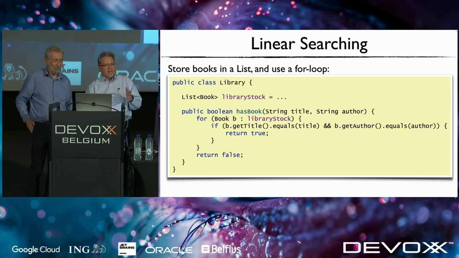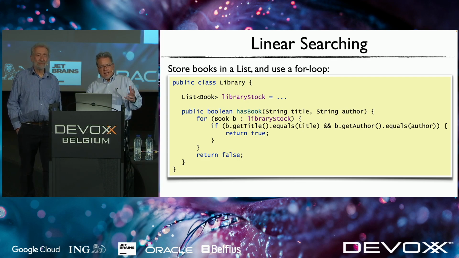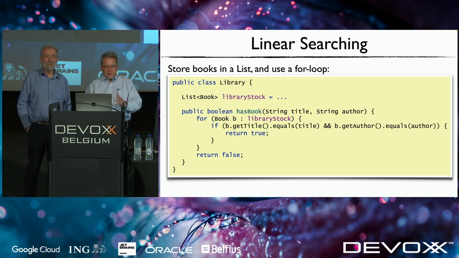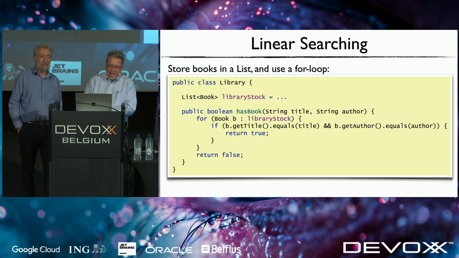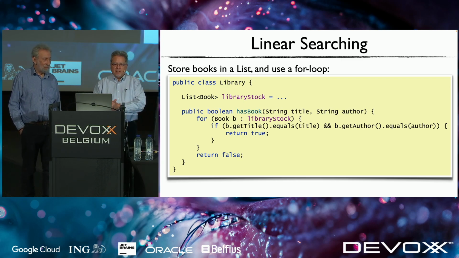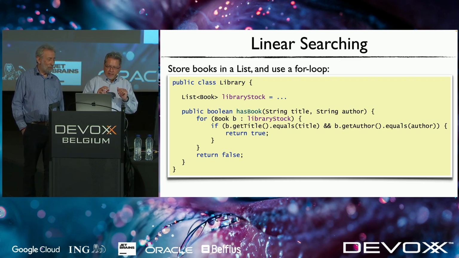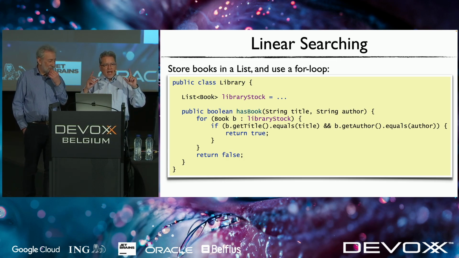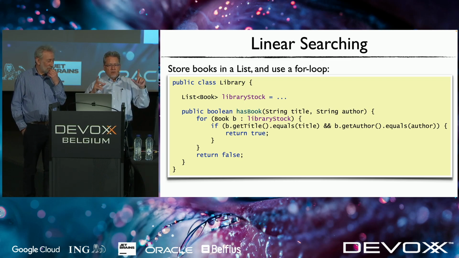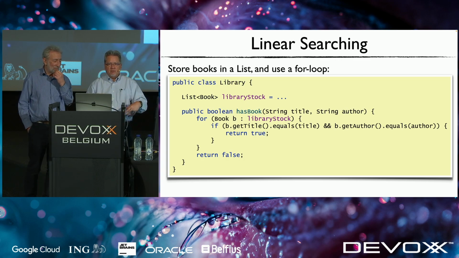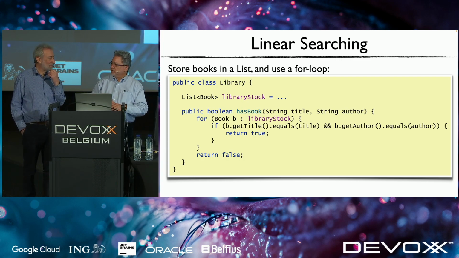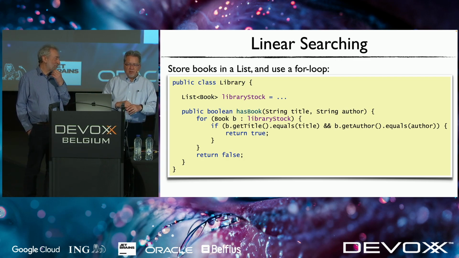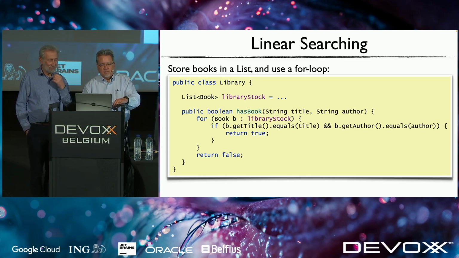Let's move on with a pretty simple example. I think the simplest data structure is a list. So we have our library that has a bunch of books in it, and we put it in a list of books. And now we have this hasBook method that takes two strings, a title and an author. Pretty simple. We just do a for loop over it, and we're looking for a book whose title matches and whose author matches. If we find one, we return true, otherwise we return false. Again, this is a very simple example just to set up the problem.